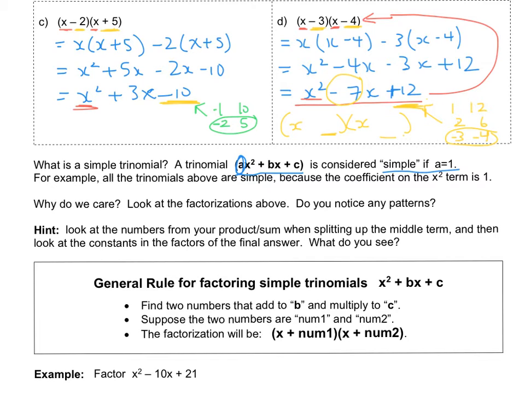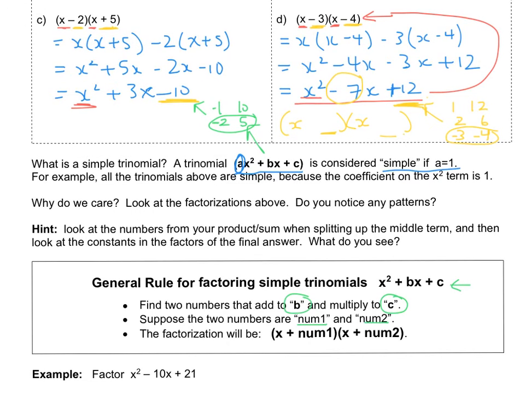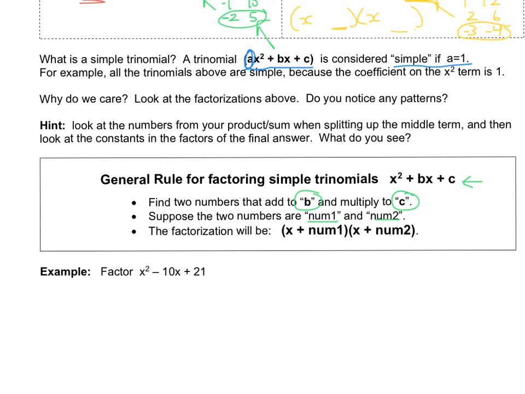The general rule for factoring our trinomials is this. We're going to find two numbers that are going to multiply to C, but at the same time, those two numbers have to add to the B. If your two numbers are called num1 and num2, like we had a negative 2 and a positive 5, your factors will be x plus num1 and x plus num2. So let's put this into play here. We're going to factor this example.